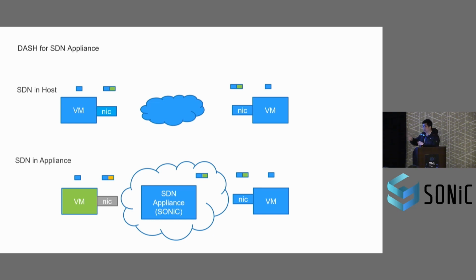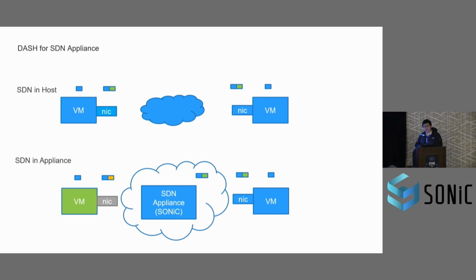In this case, the appliance is doing all the smartness, such as connection tracking. I'll describe it later. The SDN appliance will strip out this yellow packet header, do all that magic, then re-encapsulate, put the original blue headers in this packet, and send it to the VM. The VM on the right side does the same thing.